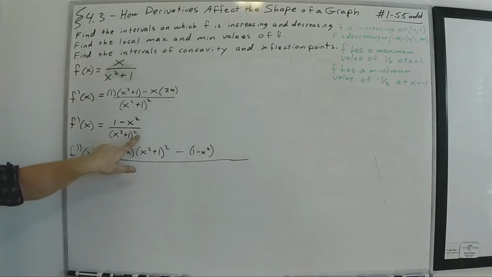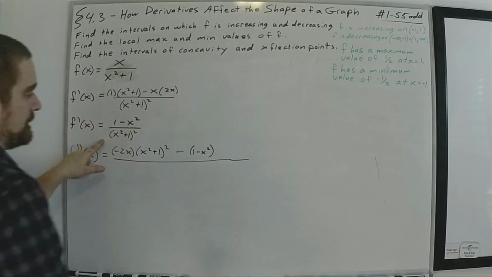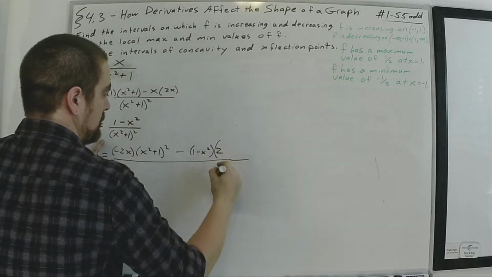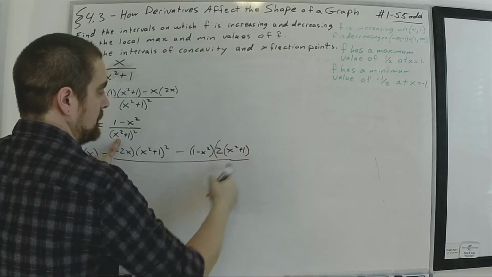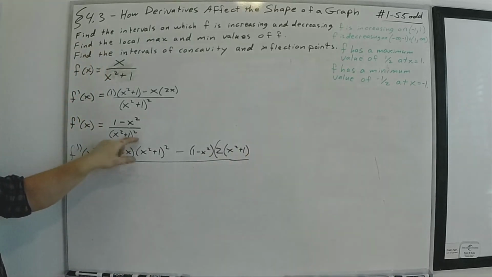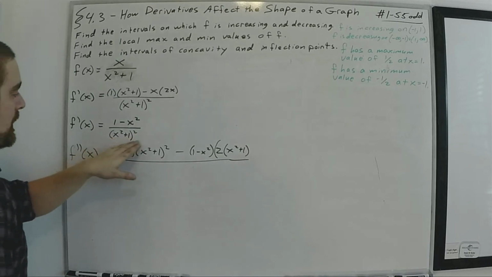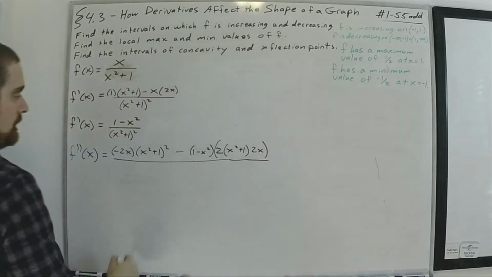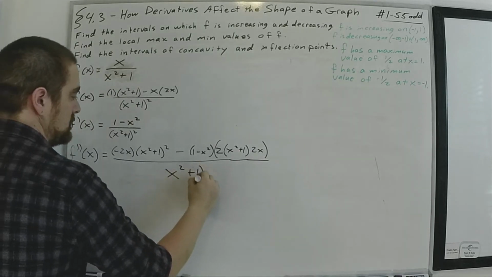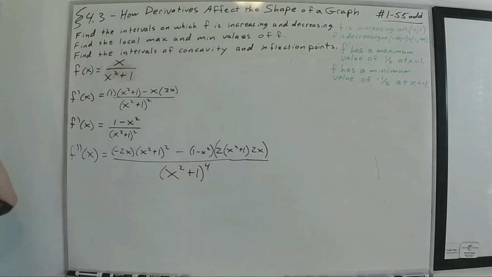Times the derivative of the bottom. Careful, you need chain rule, right? That square on the outside comes down. You'll have x squared plus 1, my inner function, just rewritten, now to the first power, but then chain rule says multiply by the derivative of the inside, which is 2x. Right? And then the bottom still needs to be squared again, so that's x squared plus 1 to the 4th.